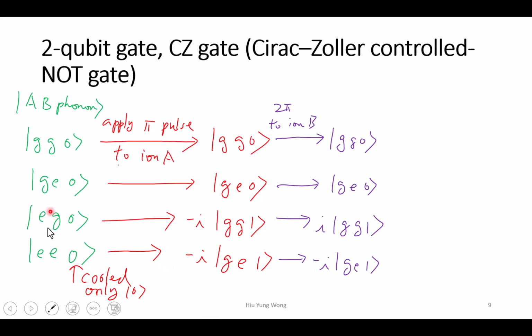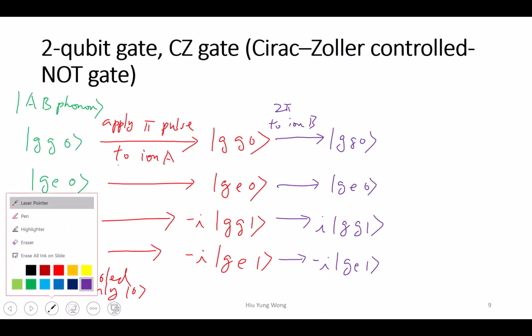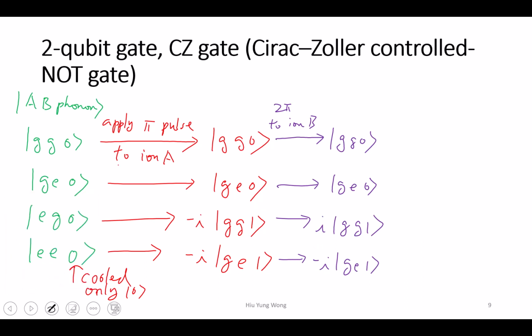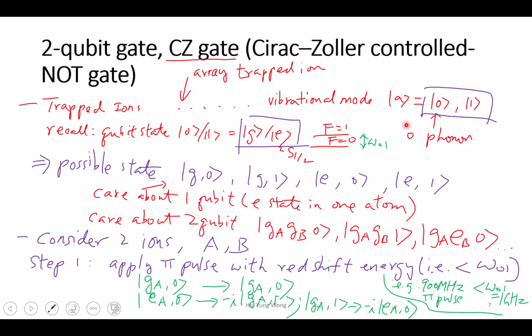Okay? So you already see that in this whole process, the control qubit is in E, and then it only has some special effect, like negative i, if the second qubit is also in the excited state. Of course, you still have i here, but it doesn't matter because the next thing we will do is another pi pulse to ion A. Okay? So another pi pulse to ion A, then let's check the table.